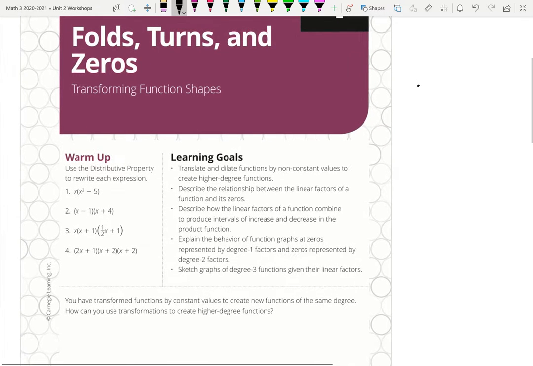All right, take a moment, pause, write down the warm-ups in your notebook, and take a moment to read through some of the words for the learning goals. We'll come back at the end.